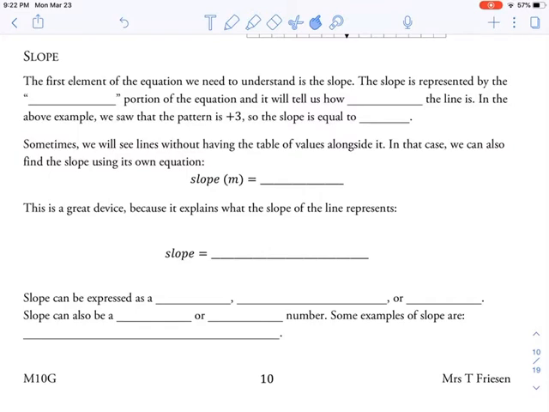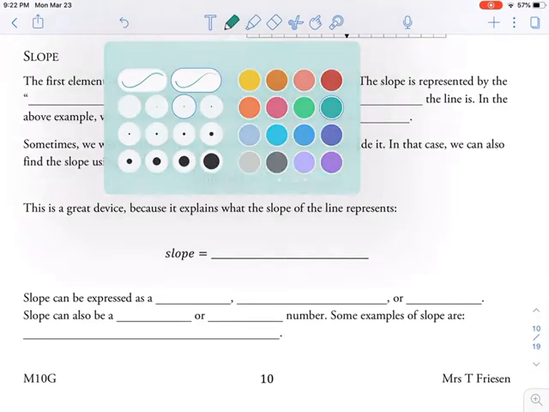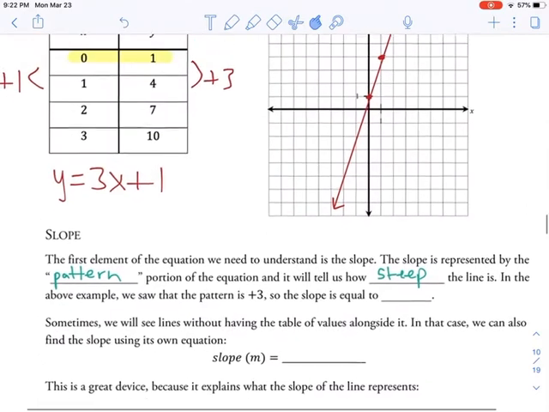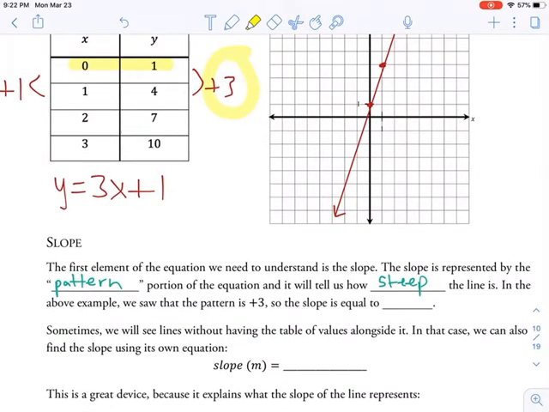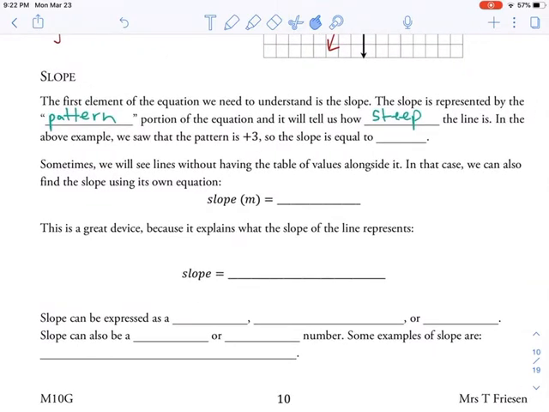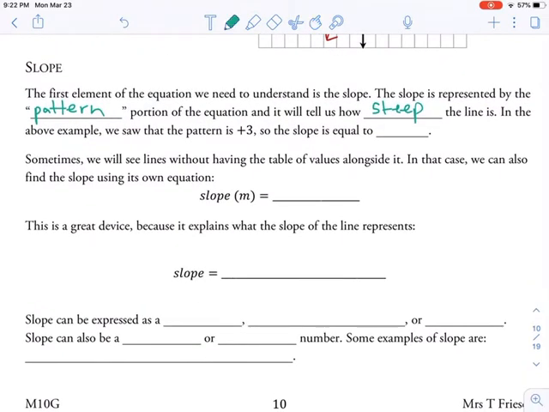And the slope is represented by the pattern portion of the work we've just been doing. Essentially, the slope tells us how steep a line is, whether it's steep or shallow, and how steep or shallow. That's what the slope is going to tell us. In the above example, we saw that the pattern was +3. If you go back and look, that's exactly what we wrote here, +3. And so the slope of our line is also equal to 3.